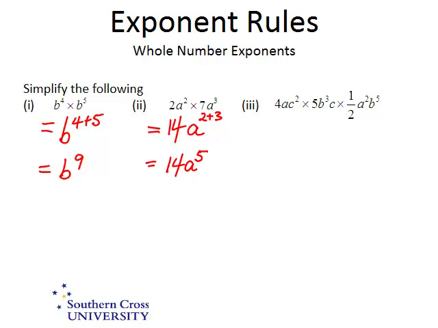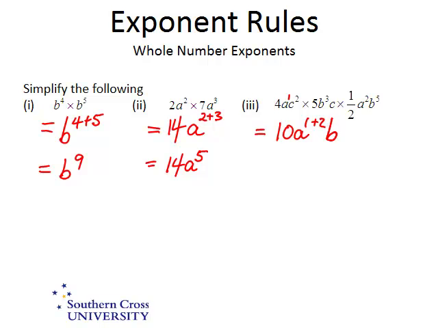Question 3, similar. We've got different pronumerals, we've got numbers, so let's treat each separately. So with the numbers, 5 times 4 is 20, times by half is 10. We have a. Now we need to remember that a is the same as a to the power of 1. So a to the 1 times a to the 2 is a to the 1 plus 2.